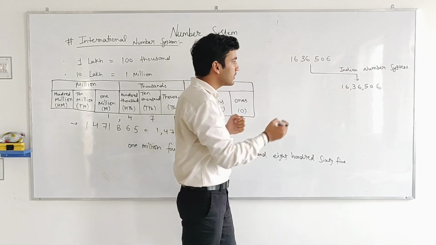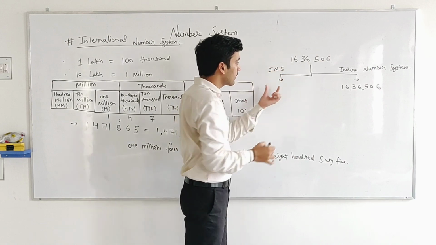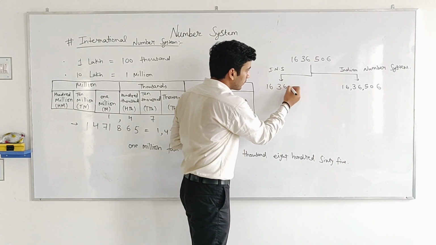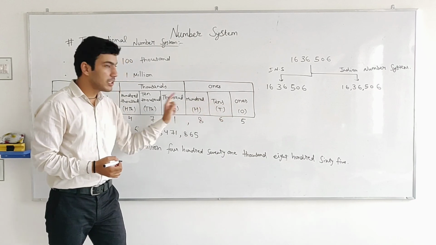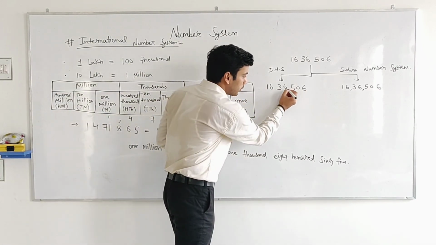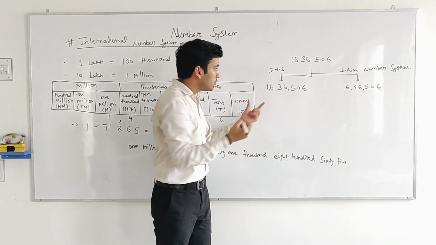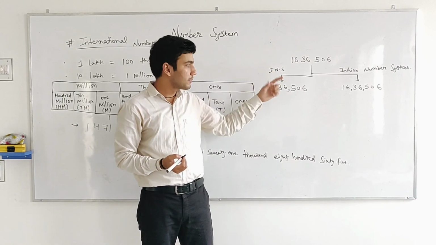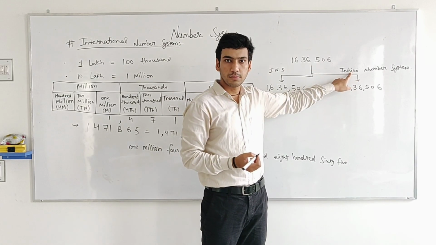In the international number system, how can I write this number? You have to put a comma after every 3 places, or we can say after every 3 digits. So 1, 2, 3, you have to put a comma here. 1, 2, 3, again a comma. So this is the representation of a number using commas in the international number system, and this is the representation of a number using commas in the Indian number system. Okay, students.